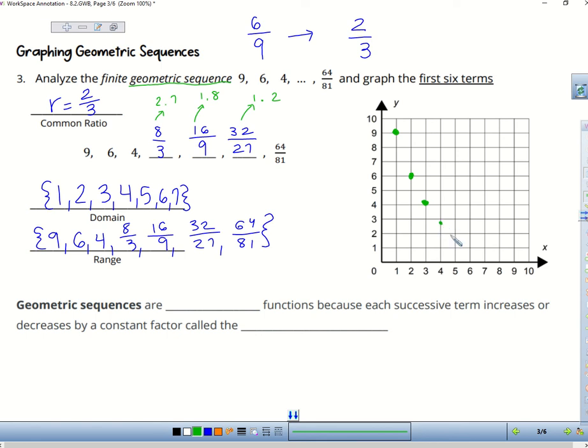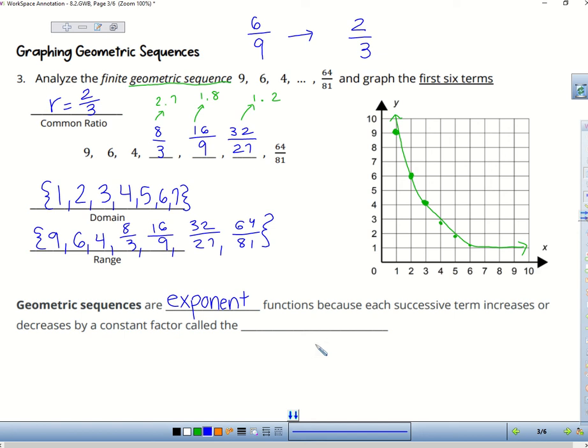And then we have 1.8, and then 1.2. So it has this type of shape to it. Anyone recognize this shape? Looks like an exponential, very good. Exponential. Is this exponential decay or exponential growth?